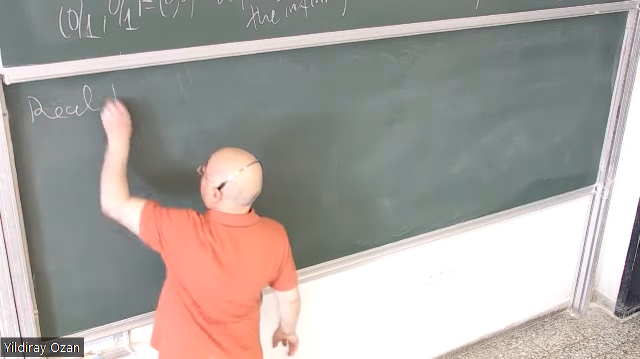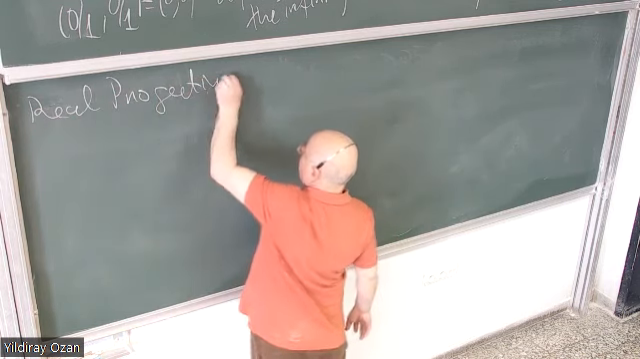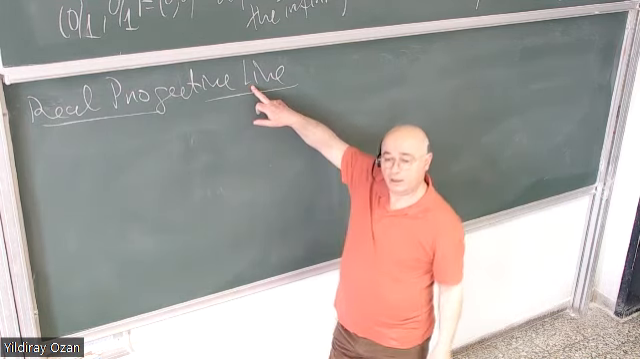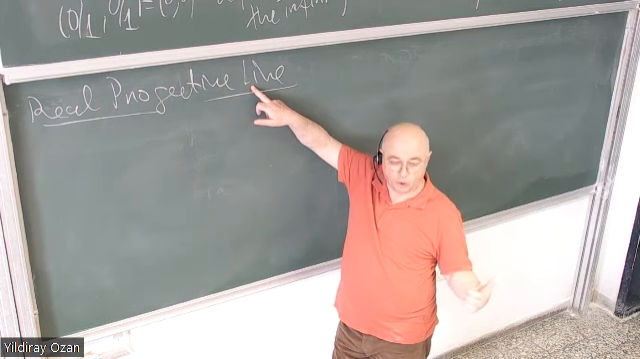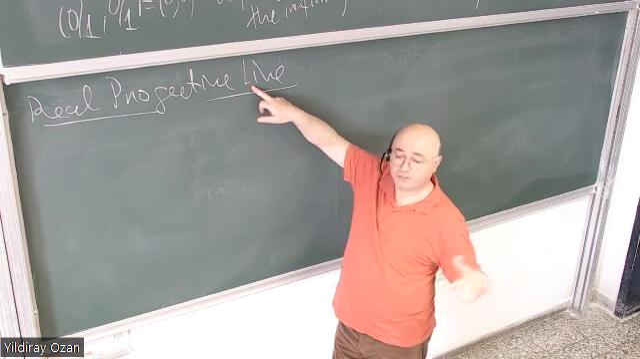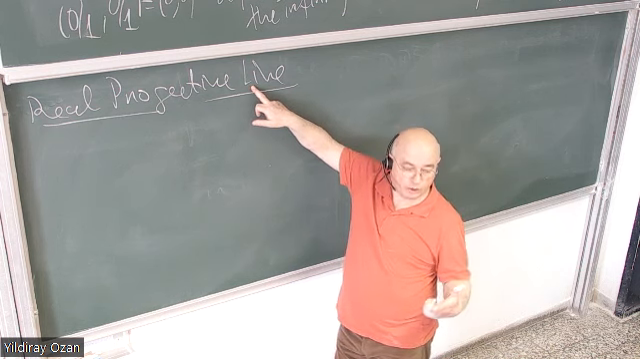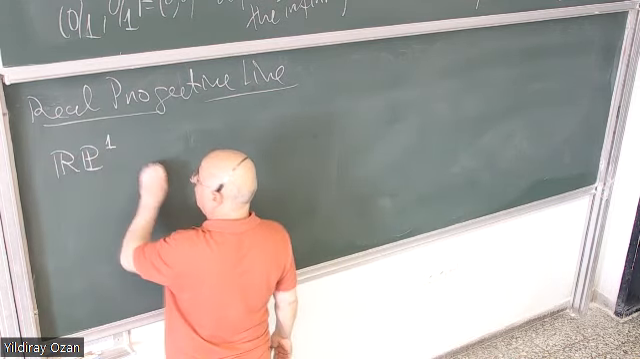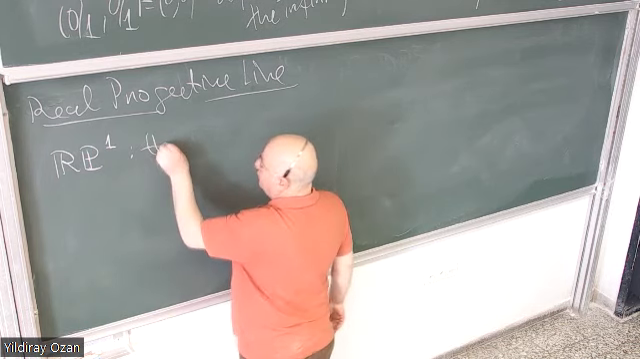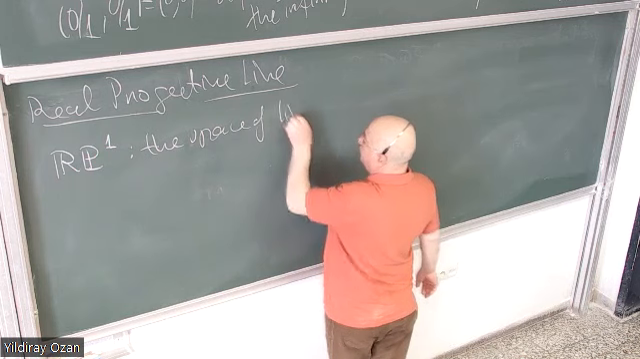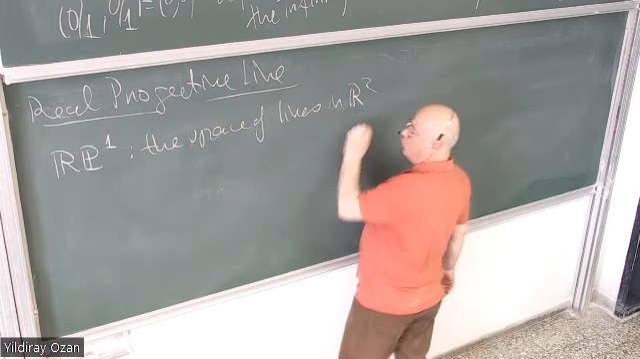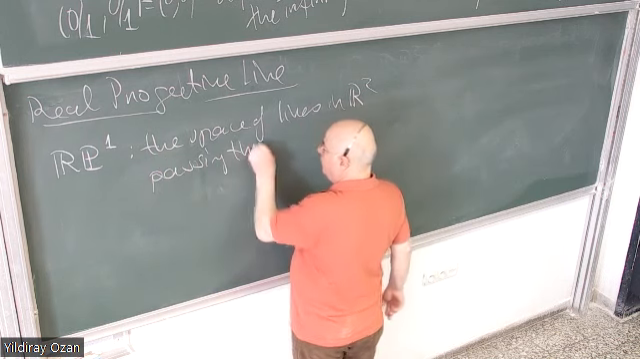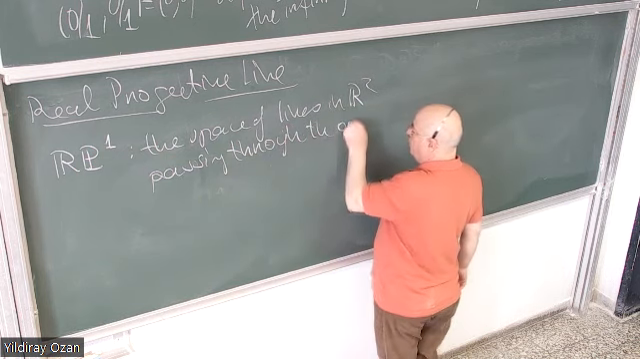Real projective line, what is this? What was the real projective plane? Lines in R3, right? What will the projective line be? Lines in R2. I will denote it RP1. The space of lines in R2 passing through the origin.